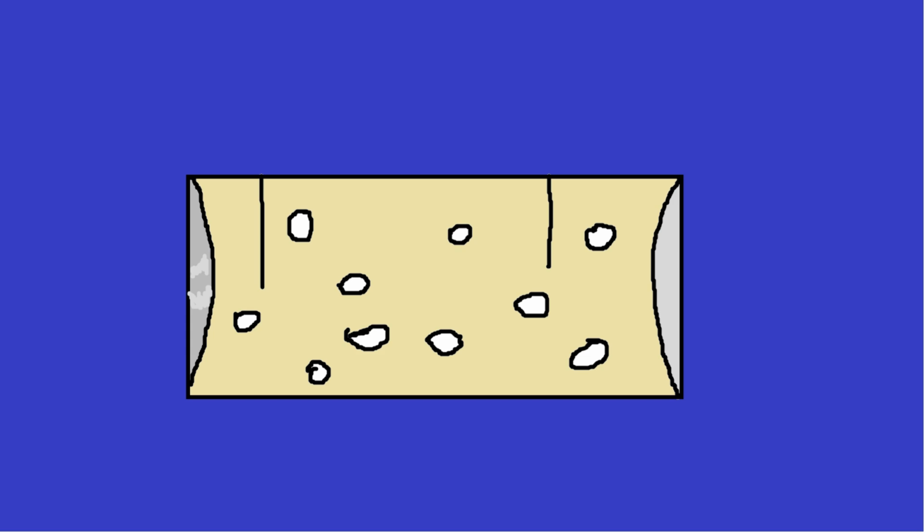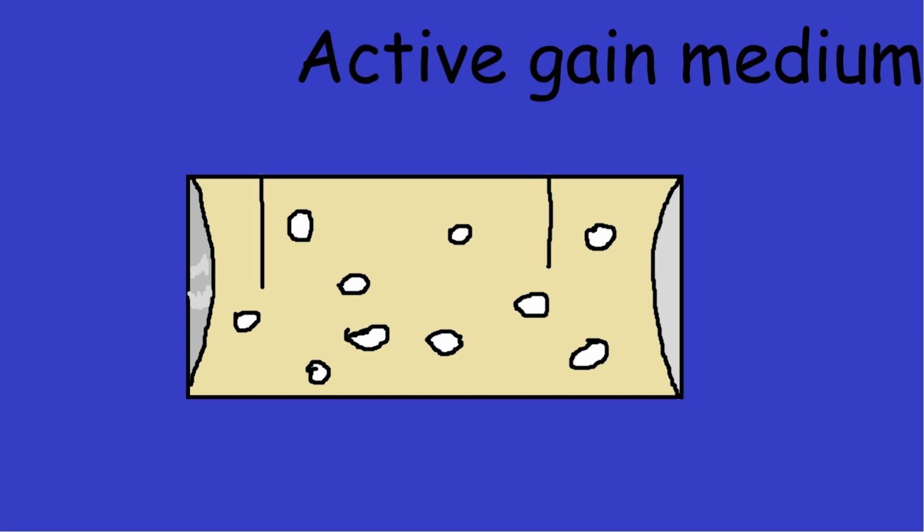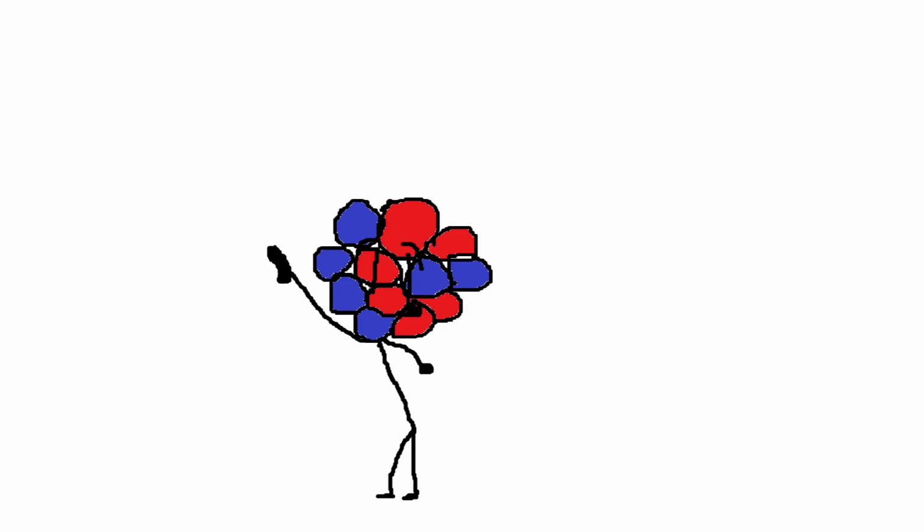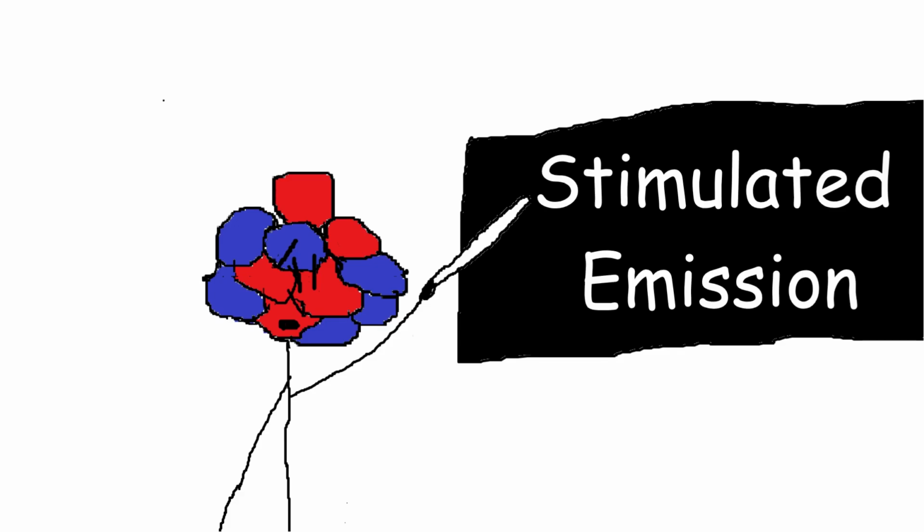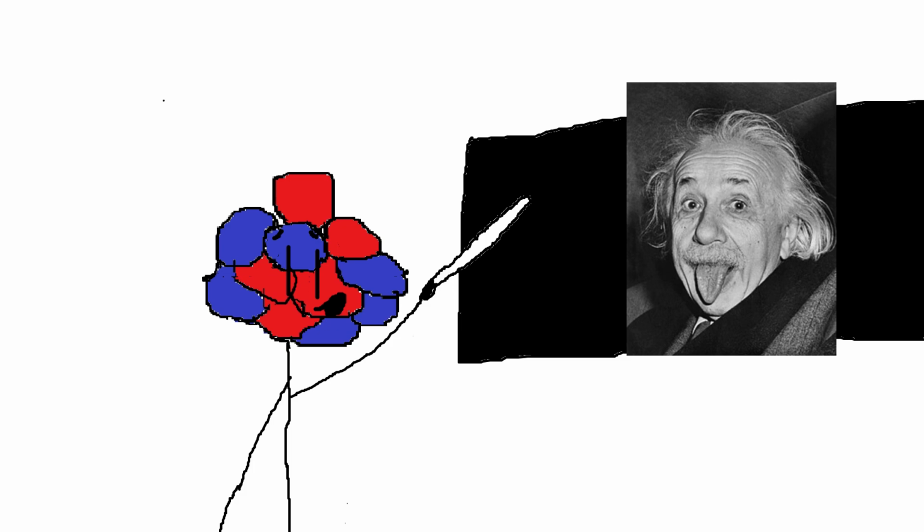Part 2. How do lasers work? It all starts inside something called an active gain medium. But before we jump into what's really going on in there, I have to teach you a theory. The theory of stimulated emission, made by the one and only Albert Einstein.